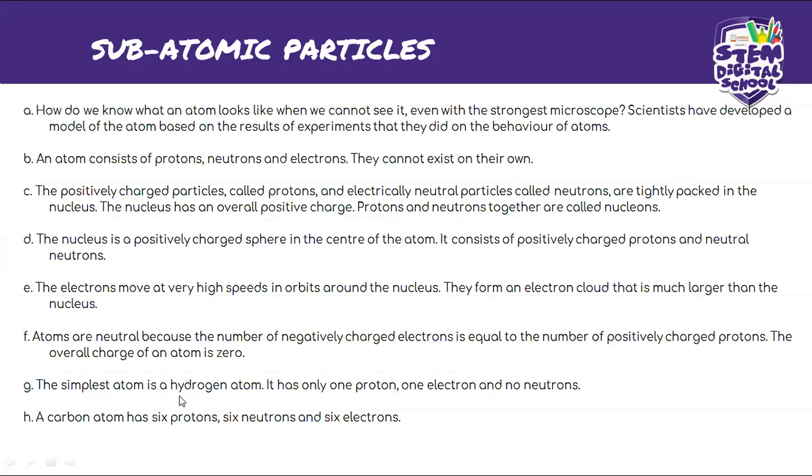Yes, the last point. The last point says a carbon atom has 6 protons, 6 neutrons, and 6 electrons. My question is, what term do we give to that when an atom has got everything being equal? The protons are equal, the neutrons are equal, and the electrons are also equal.